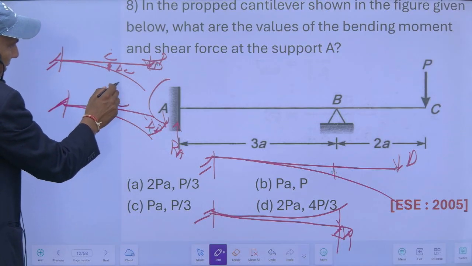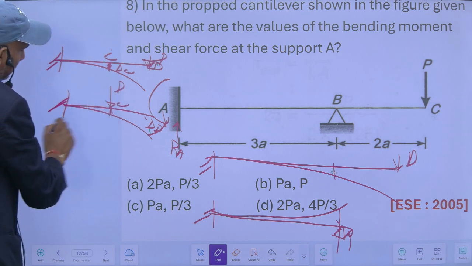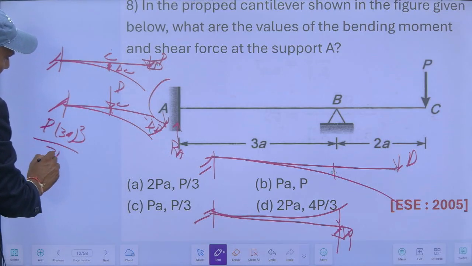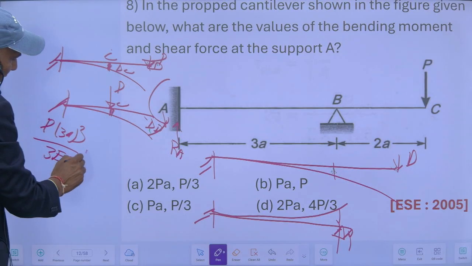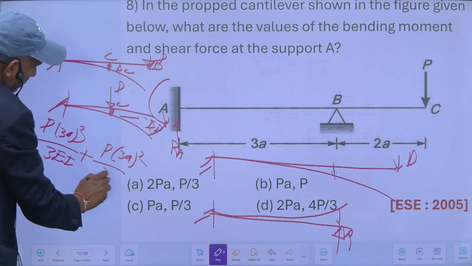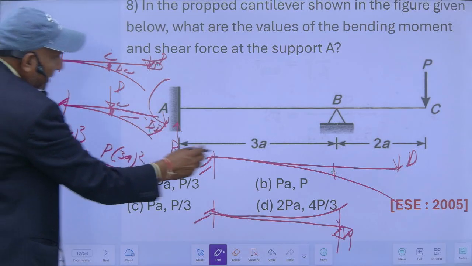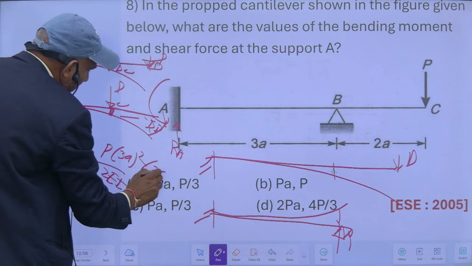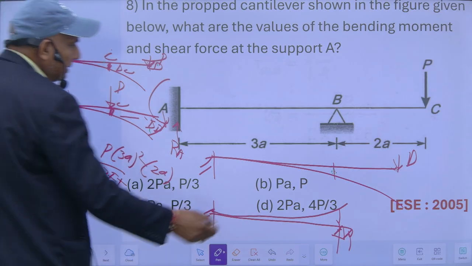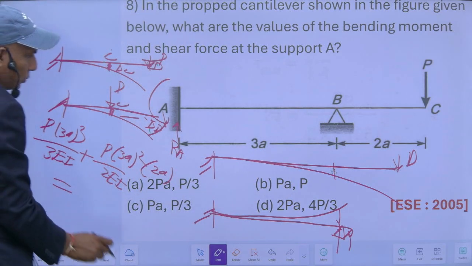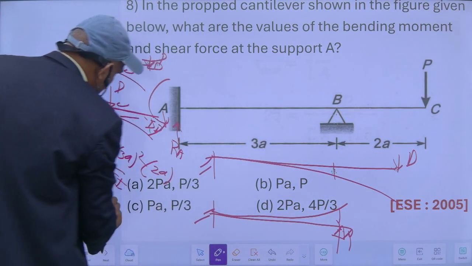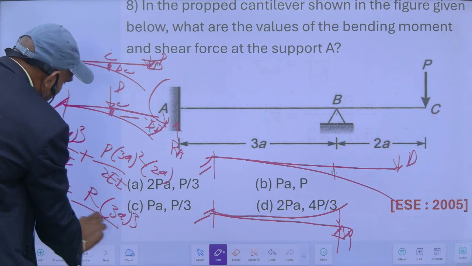So this is P. P into this distance, which is 3a, so PL cube upon 3EI, this is the formula. This deflection plus slope at this point, P into 3a square upon 2EI, this is the slope, into this length. This length is 2a. So this deflection is equal to this deflection, and this is equal to the deflection because of this prop, which will be R into this distance upon 3EI.